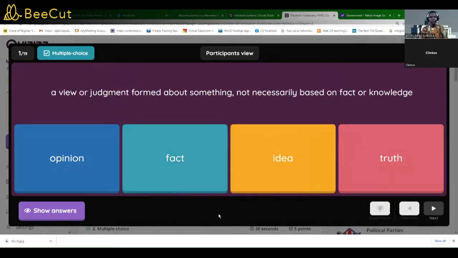Yes. A view or judgments formed about something, not necessarily based on fact or knowledge. A view of judgments formed about something.